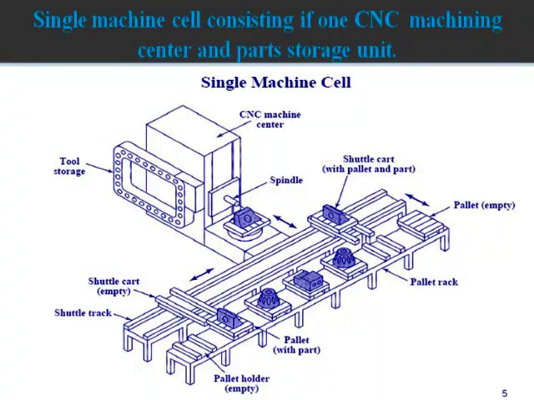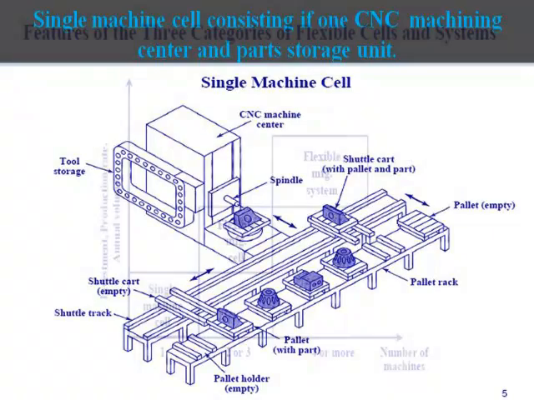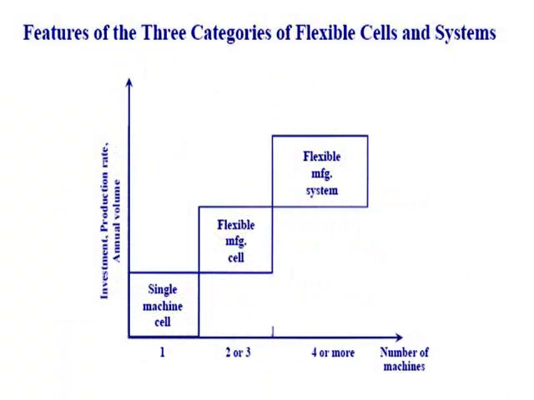Another flexible manufacturing cell is one in which 3 machines are kept side by side, connected by a conveyor system and shuttle cart. Features of the 3 categories of flexible cells and systems.